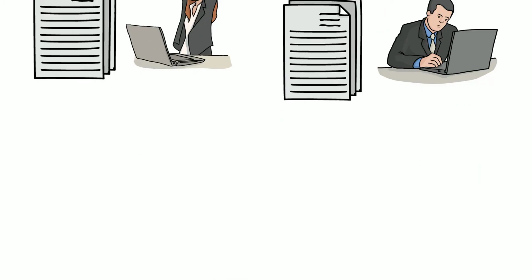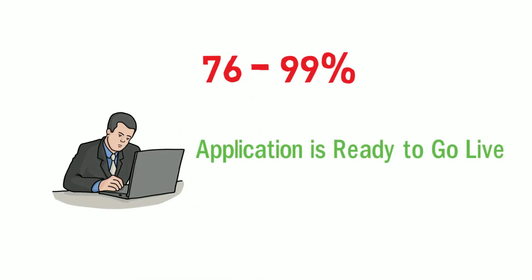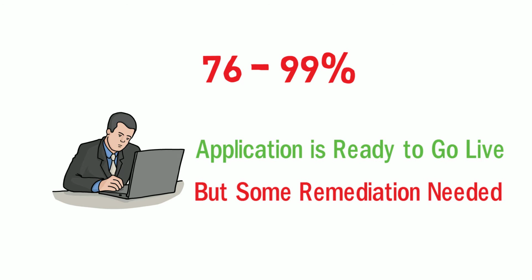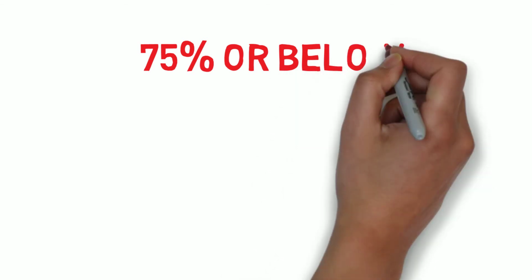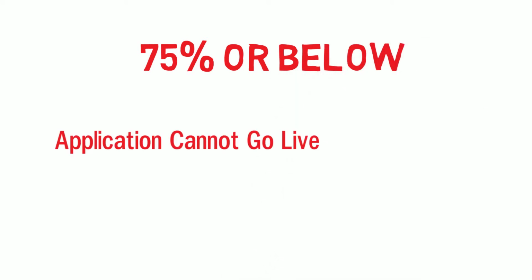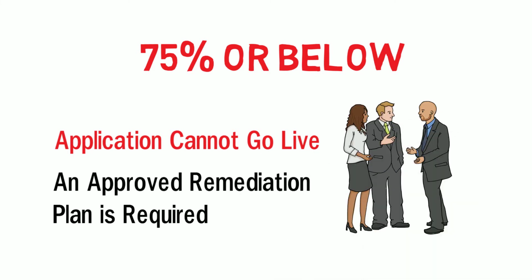For scores of 76 to 99%, the application is ready to go live, but some remediation and a remediation plan is required for any outstanding issues. However, if the score is 75% or below, the application cannot go live, and an approved remediation plan is required before the application can move forward.